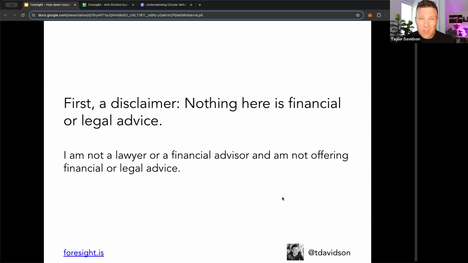So first, a disclaimer: nothing here is financial or legal advice. I'm not a lawyer, not a financial advisor, not offering either of the two here. Always work with qualified investment professionals when you're working on actual transactions.